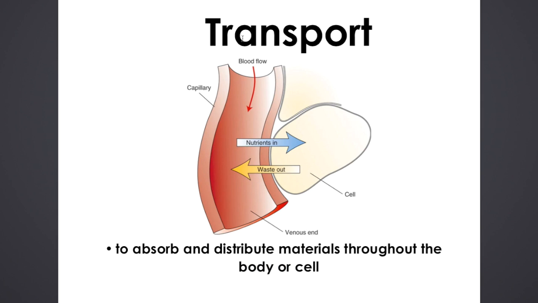The next chemical process is transport. Transport means to absorb and distribute materials throughout the body or cell. So, transport means to move. So it's the moving around of different materials in your body. Here we have nutrients in, waste out. Okay, that movement is called transport.